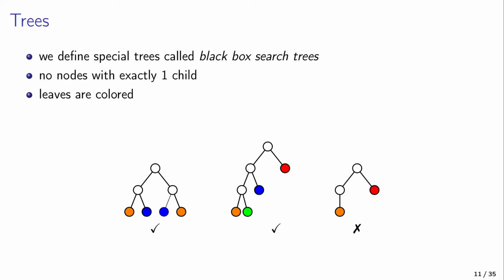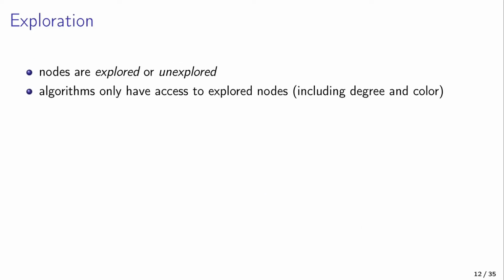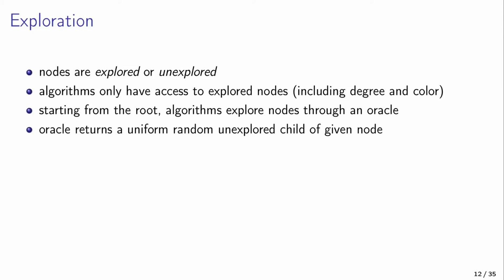In our traversal model, algorithms cannot just access these trees however they like. There is only a certain way in which they get to explore the trees. For that, we first define that nodes of the trees can either be explored or unexplored. Algorithms only get access to nodes that are explored, and for explored nodes, they also get to know their degree and color in case they are leaves. In the beginning, only the root of a black box search tree is explored. Then the algorithms may explore more nodes by accessing an oracle in a very specific way.